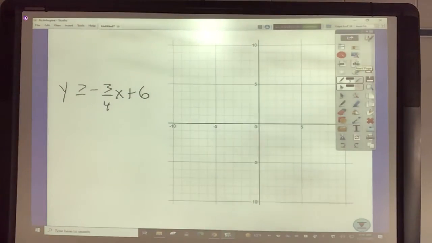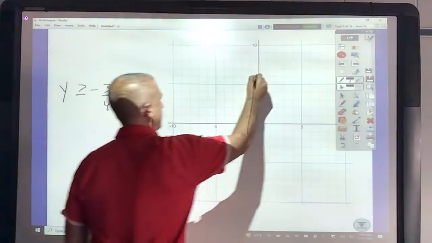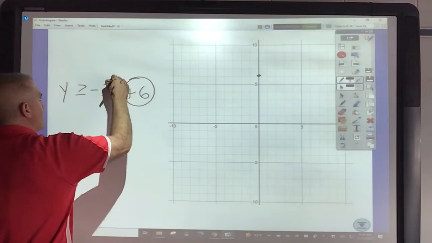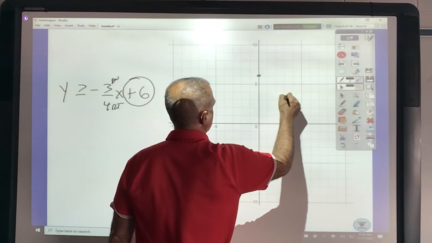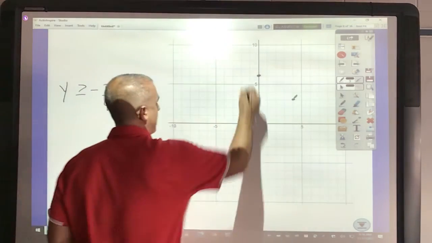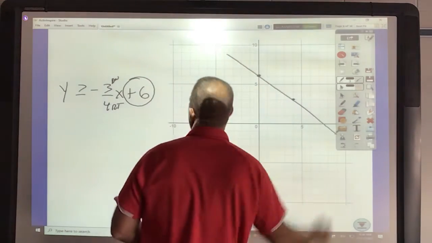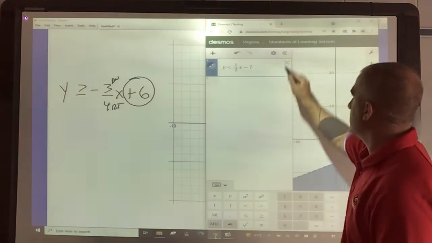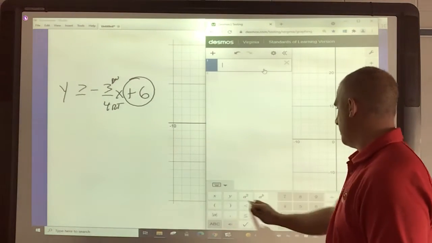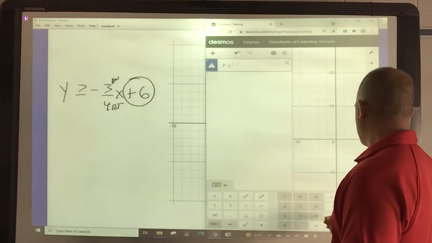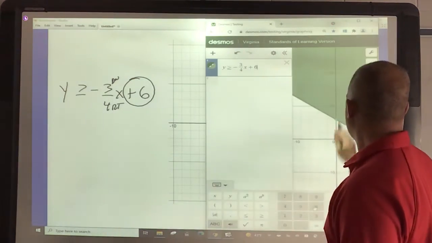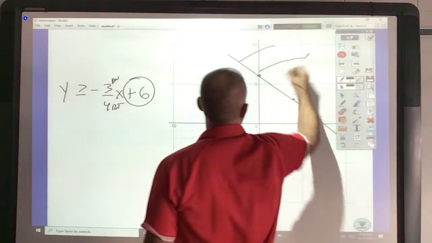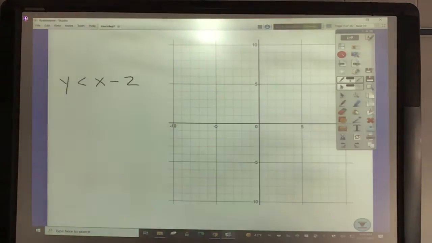Okay. All right, now I got this one. I'm going to start at 6 on this. -3 means 3 down, 4 right. So 1, 2, 3, 1, 2, 3, and 4. Since it has a line underneath of it, solid line, I got to pick out the shade. Y greater than or equal to -3 divided by 4 with an x and a plus 6. And that shading is on that side.